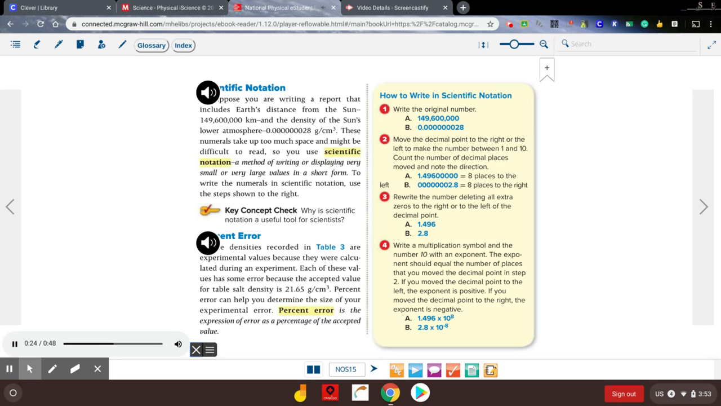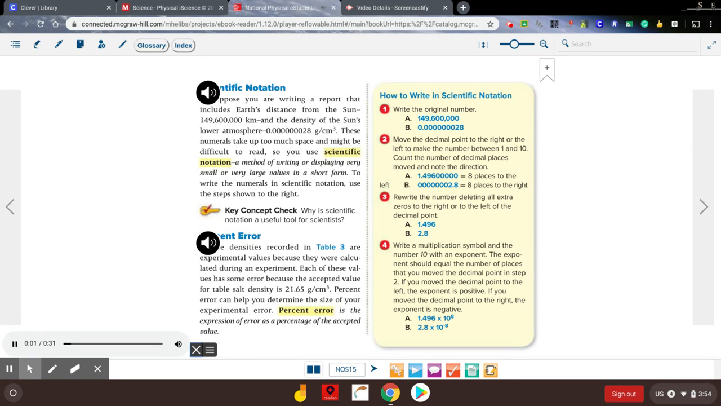These numbers take up too much space in your report, so you use scientific notation, a method of writing or displaying very small or very large numbers in a short form. To write the numbers above in scientific notation, use the steps in the beige box on the right. Key concept check. Why is scientific notation a useful tool for scientists?